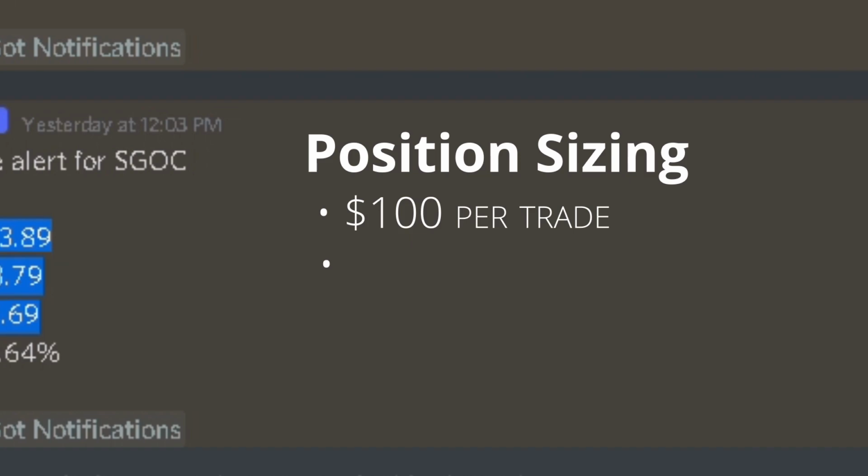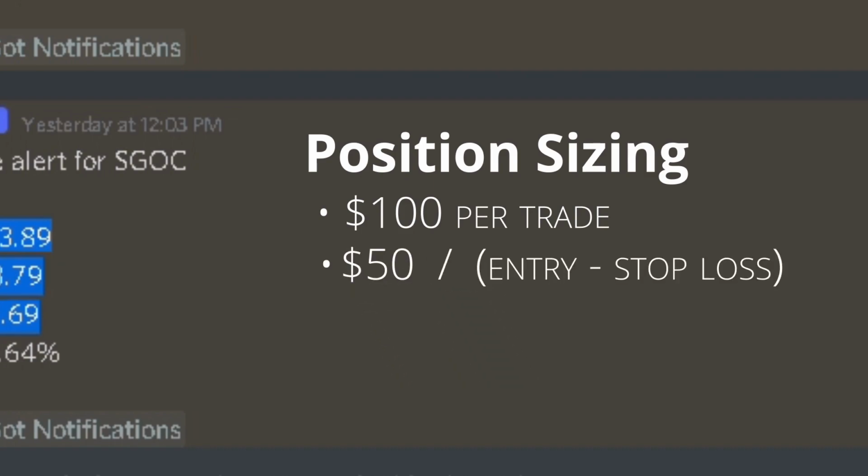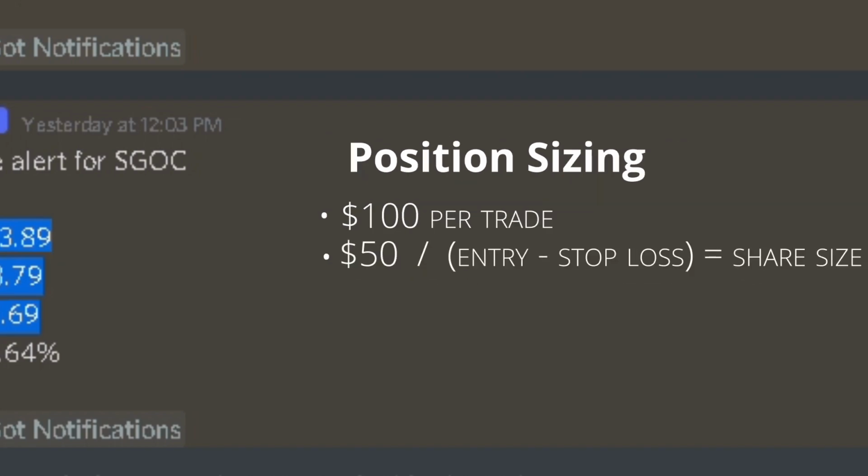Essentially, how you would do this is you would take the amount of money you're willing to risk on a certain trade, let's say $50, and you would divide 50 by the difference between your entry and your stop loss. So if there were a 5-cent gap between the entry and the stop loss, then you would just take 50 divided by 0.05, and that would be your share size.